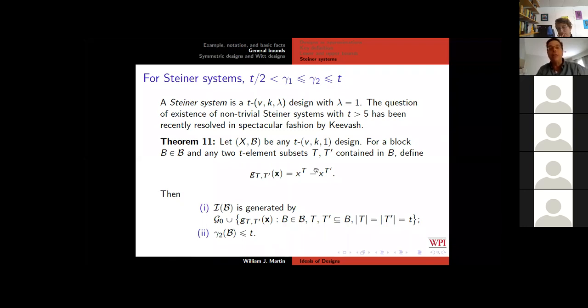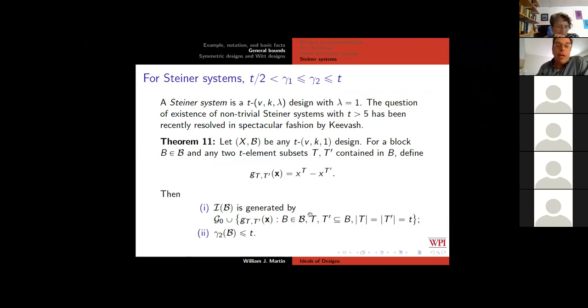We can find a generating set. It's very simple. We take the trivial generators, g0, together with these gluing generators. So this is just a polynomial, a difference of two monomials of degree t. So we take two t-element subsets that belong to the same block, and we take the difference of the corresponding monomials. And this forces any block that contains capital T also to contain capital T prime. And so this is the way we glue the t-sets together according to which blocks they belong in, and we get an upper bound of t on the value gamma 2.